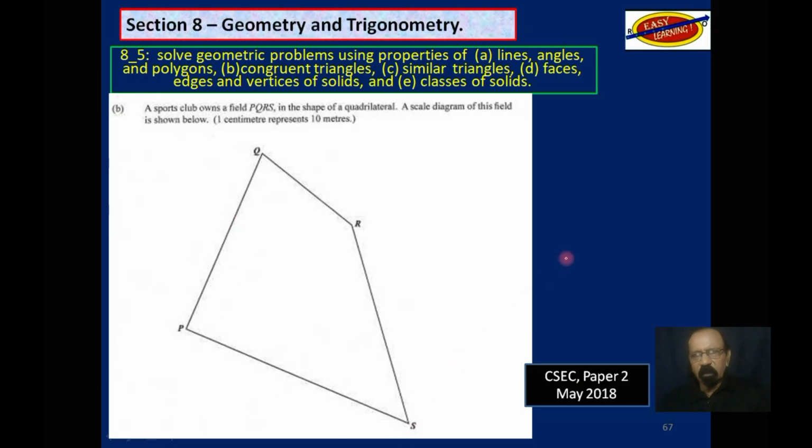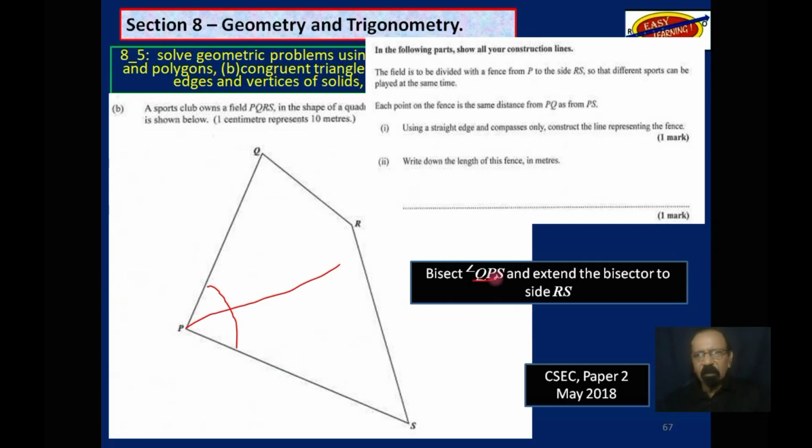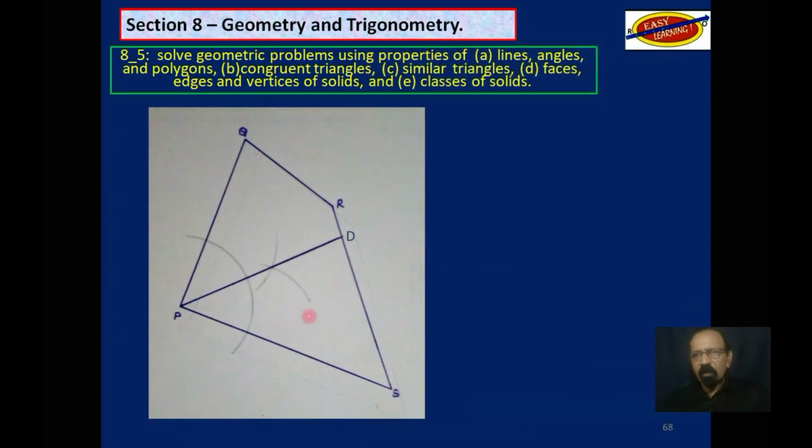Now it may look difficult to begin with until you realize all this requires is to bisect this angle here and extend the bisector. So bisect angle QPS and extend the bisector to RS, to the side. So this is what you do. Each point on this fence here will be equidistant from that fence and this fence.